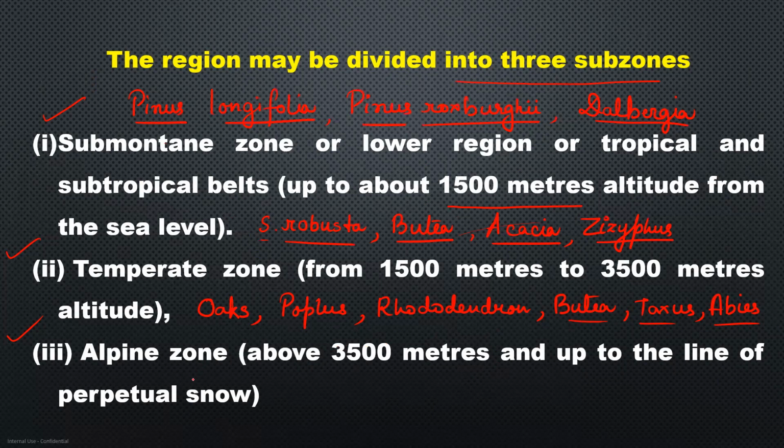Next, coming to the alpine zone. It is above 3,500 meters and up to the line of perpetual snow. Perpetual snow is beyond which snow never melts. The vegetation here consists of evergreen conifers and some low and broadleaf trees. Vegetation is usually cushion and dwarf-like. In the lower alpine region, you will find birch forests.